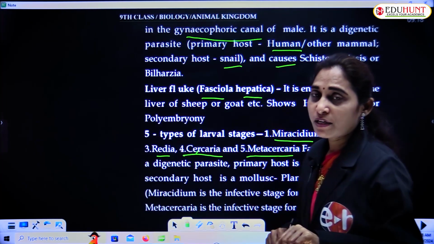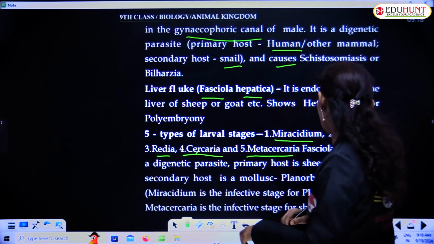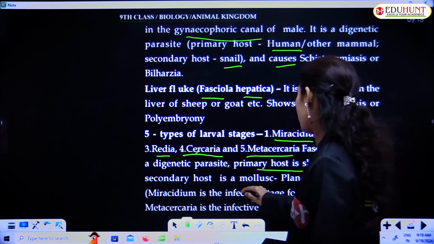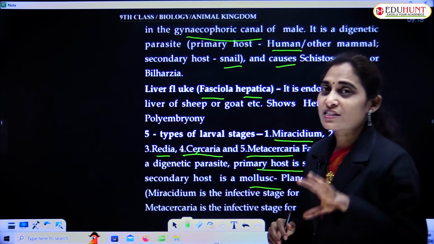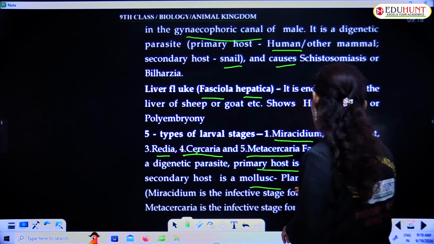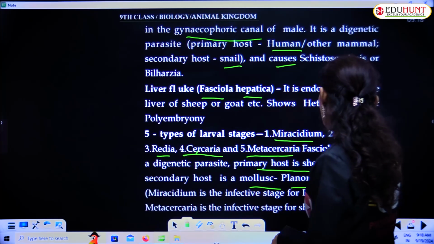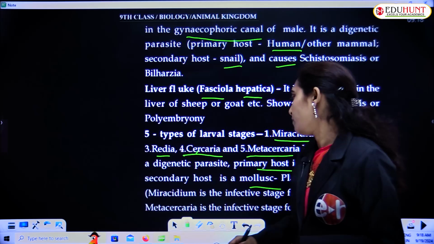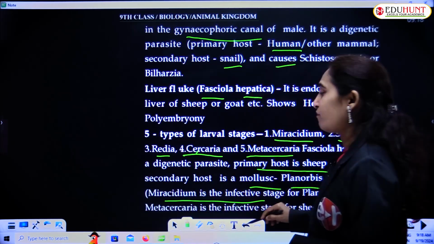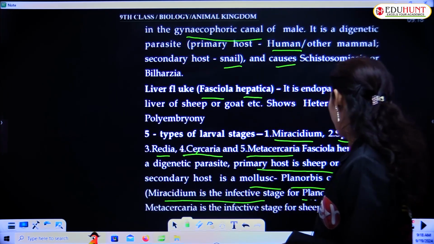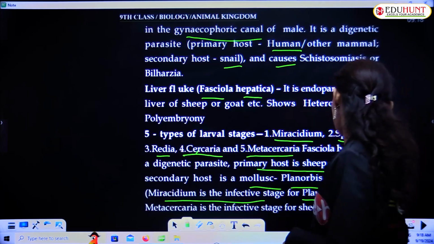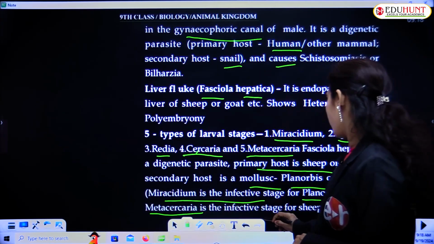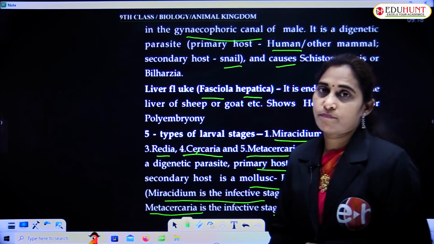First one is the primary host and second is the secondary host. Primary host is sheep or goat and the secondary host is mollusk, that is snail. We call them snails, so snails, Planorbis or Limnaea. Limnaea truncatula is a freshwater snail. And miracidium is the infective stage for Planorbis, whereas the metacercaria is the infective phase to sheep.